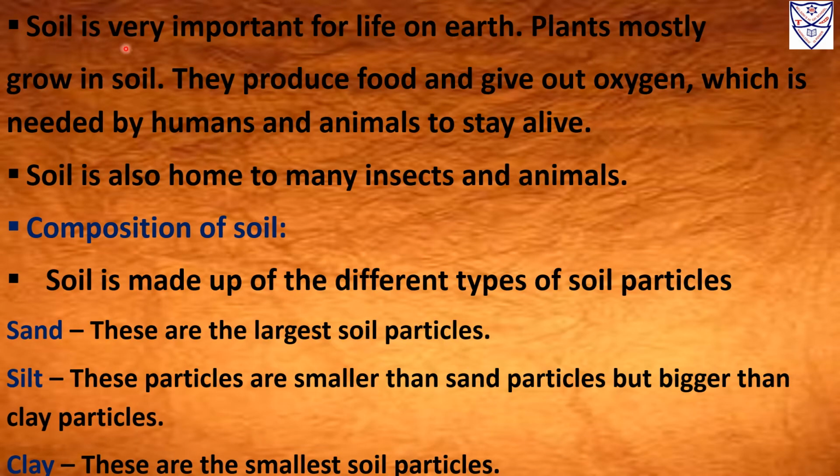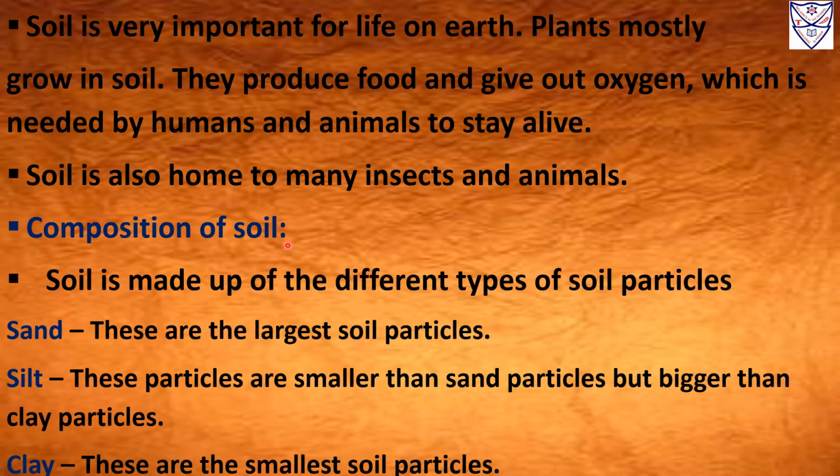Soil is very important for life on earth. Plants mostly grow in soil. They produce food and give out oxygen, which is needed by humans and animals to stay alive. Soil is also home to many insects and animals.